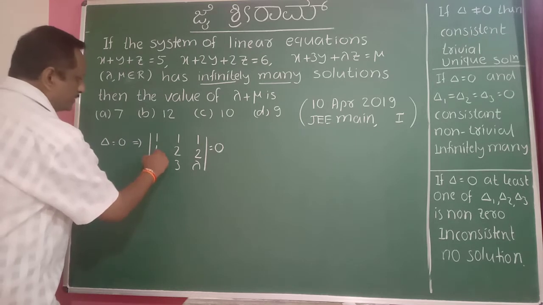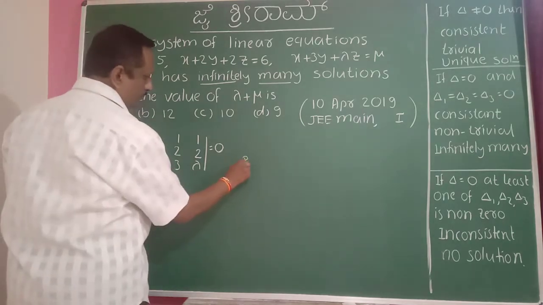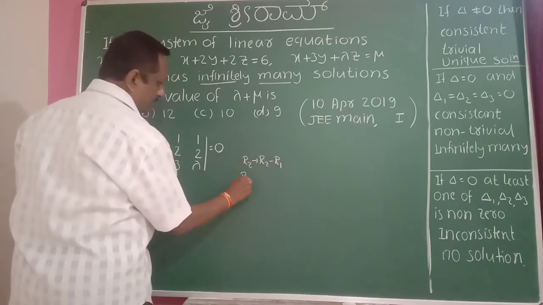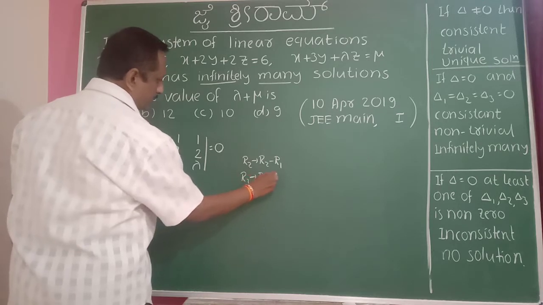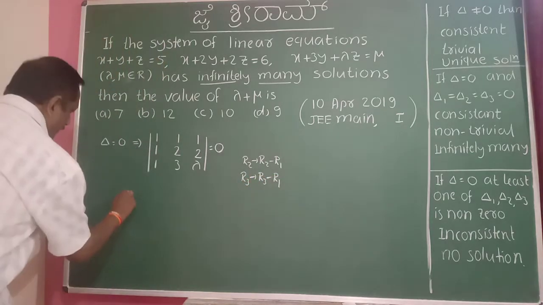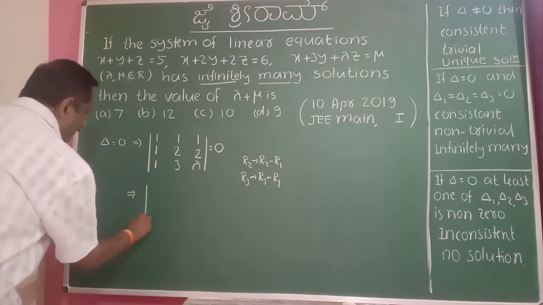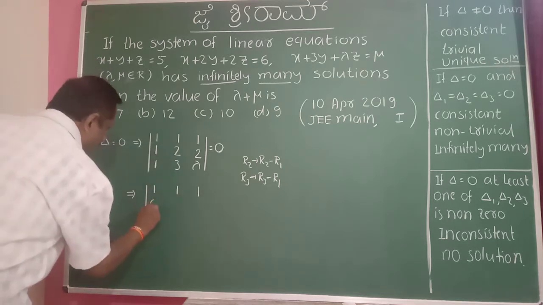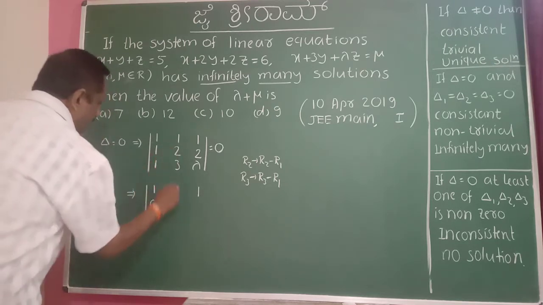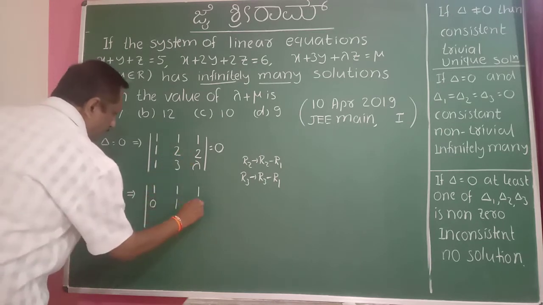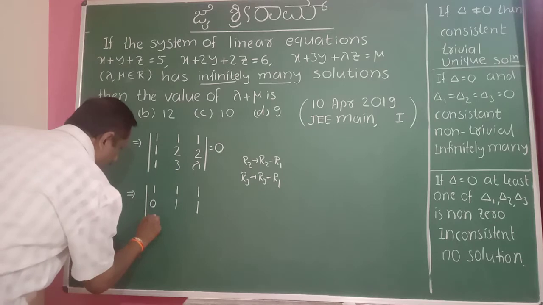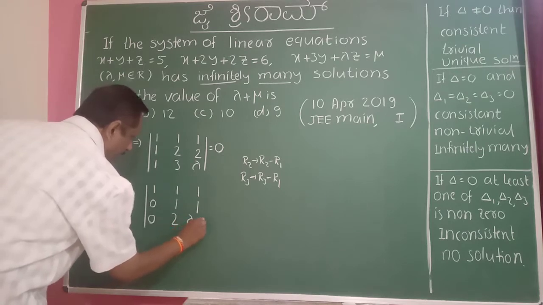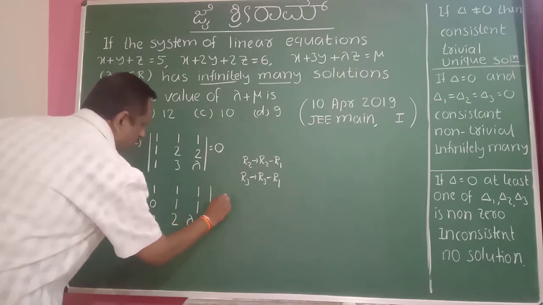Therefore you can make these two terms zeros here. Hence R2 becomes R2 minus R1, and R3 becomes R3 minus R1. Therefore this implies the determinant of 1, 1, 1, then 1 minus 1 becomes 0, 2 minus 1 is 1, 2 minus 1 is 1, then 1 minus 1 is 0, 3 minus 1 gives 2, lambda minus 1, is equal to 0.